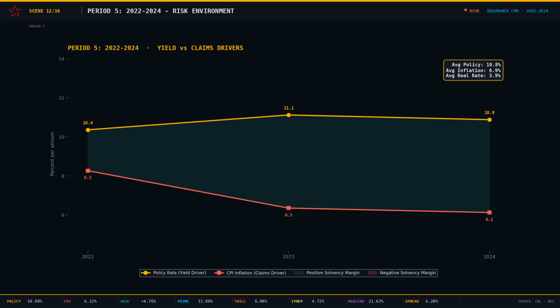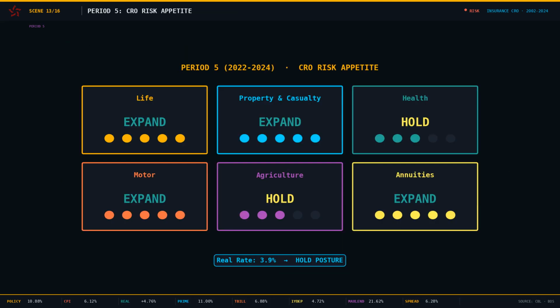Investment yields rebounded above claims inflation. Reserve portfolios recovered real value. Solvency margins rebuilt. The CRO who survived the COVID era could now re-extend. With real rates back above 4%, the CRO re-extends.